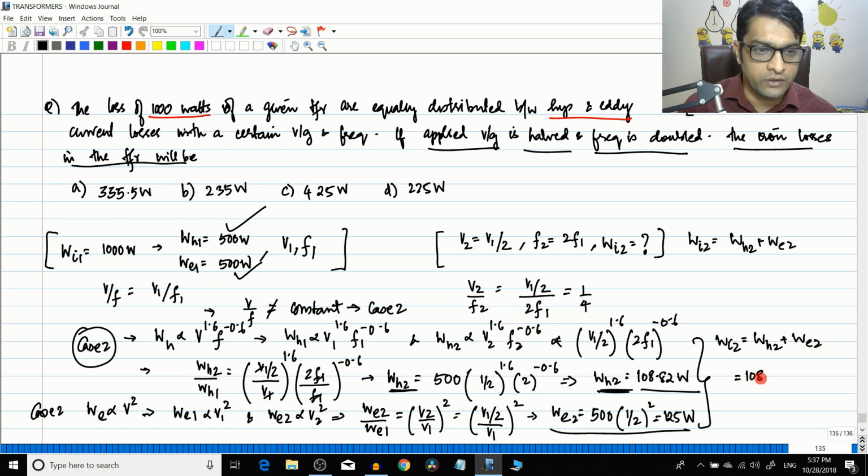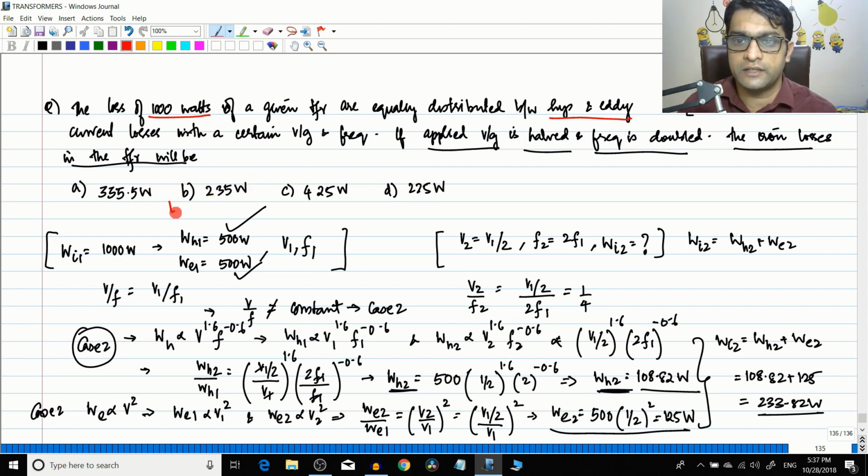So this is 108.82 plus 125 watts, and this value will be around 233.82 watts. So let us see which option is coming closest here. The closest value is 235 watts. A is 335, B is 235, C is 425 and D is 225. So the closest is B, so that is the answer, 235 watts.